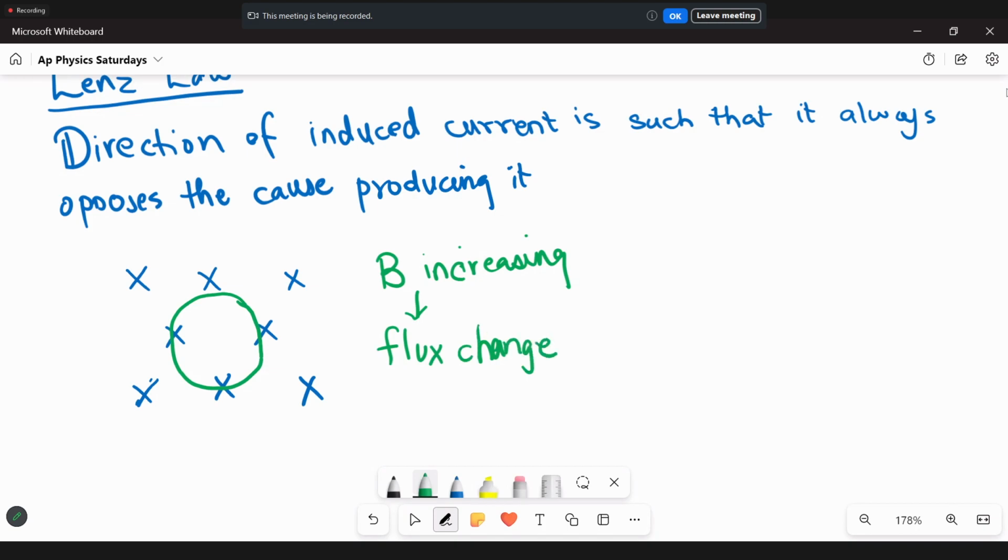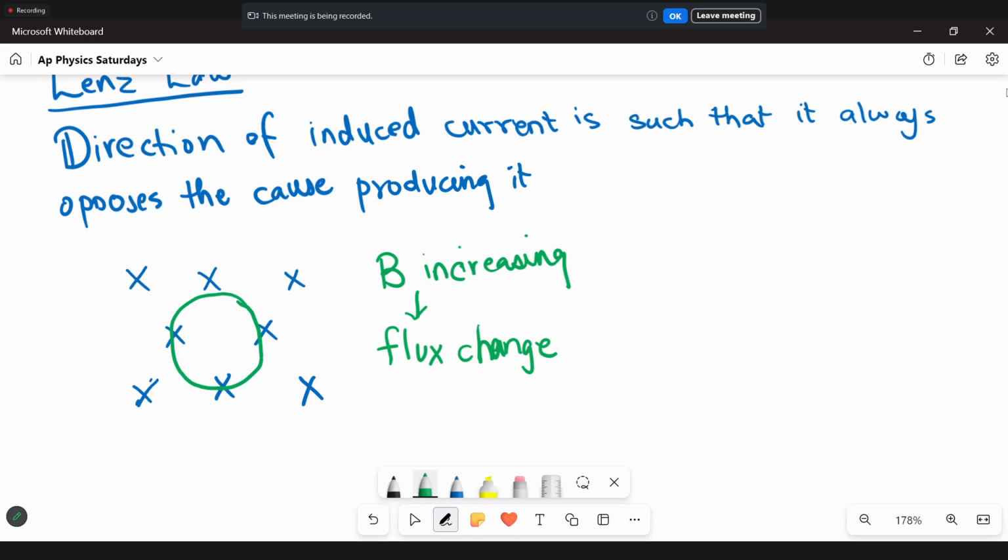Flux change. Okay, now if the flux is changing, my second question is, what is the opposing thing? The magnetic field is going inside the board and it is increasing. If I want to oppose this cause, which side should I produce the magnetic field to oppose this change? Opposite direction, right? I should produce a magnetic field which is out of the board, because this magnetic field is going inside the board.